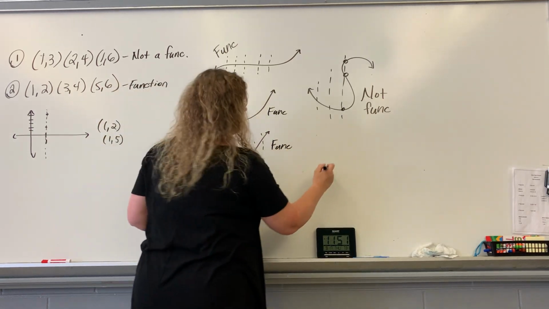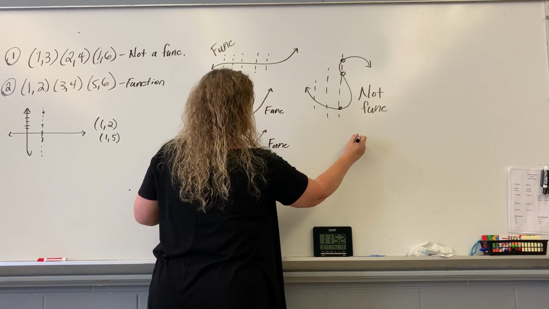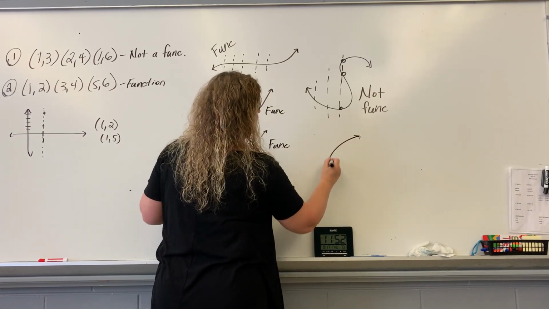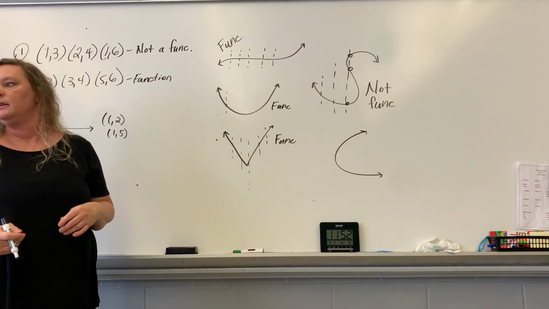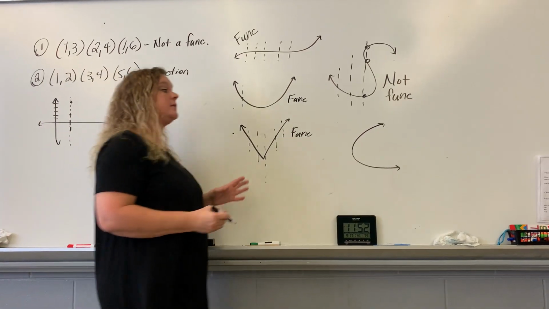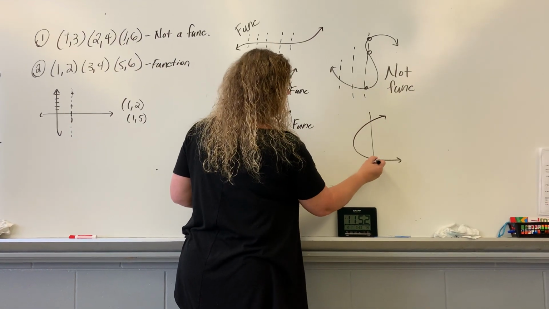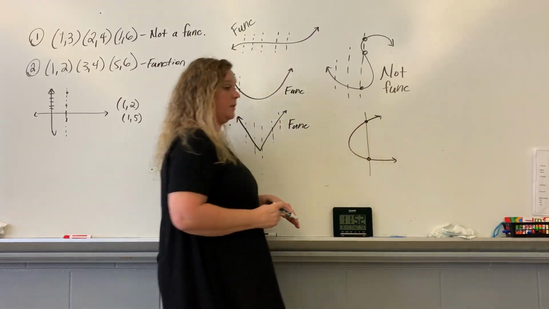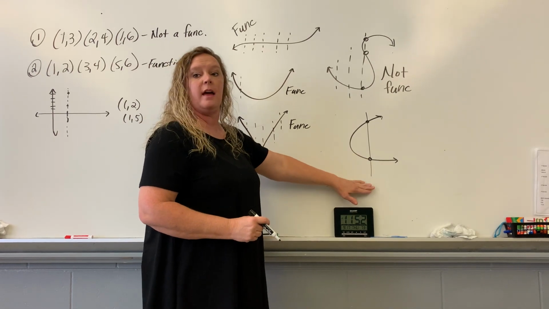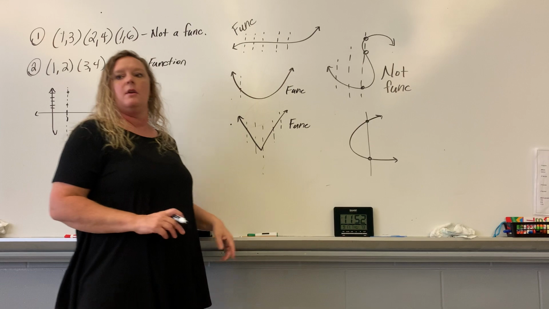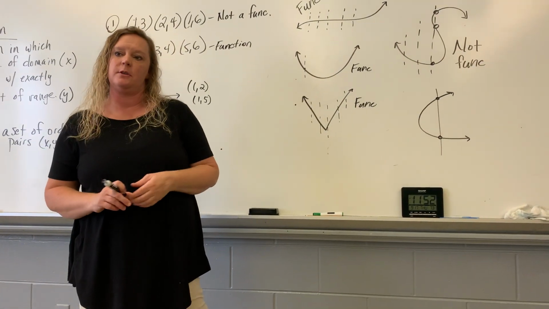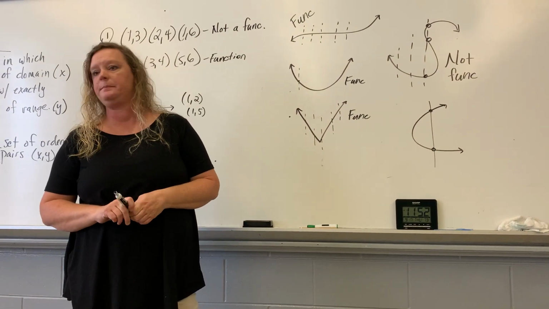What about if I did something like this? This is a parabola, but what if I did a sideways parabola? Is that going to be a function or not? No, because it curves underneath itself. So that vertical line would cross it twice. In other words, whatever X value that is, it would have two different Y values that went with it. So that's what makes it not a function. Everybody understand that part of it?